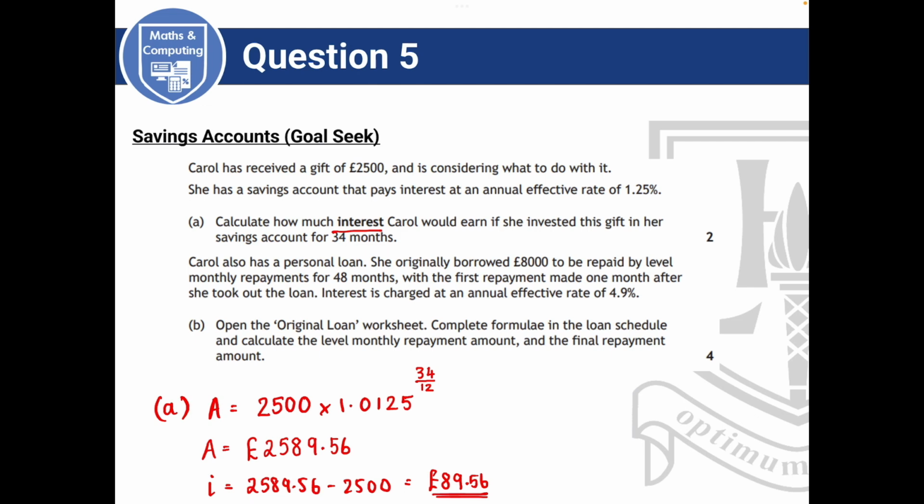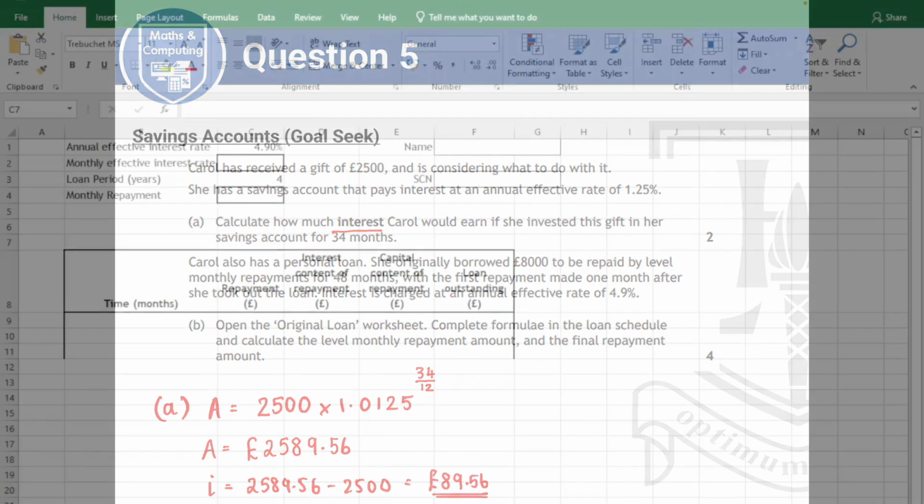Now for part B, we've got a personal loan and she's initially borrowed £8,000 and we're repaying that with monthly repayments for 48 months, and it's level repayments. The interest is an annual effective rate of 4.9%, and we're being asked to go onto Excel and complete formulae and calculate the level monthly repayment amount and the final repayment amount. So if we're going to be asked about repayments, then we're likely going to have to use goal seek. So let's go over to Excel and see what's going on with this question.